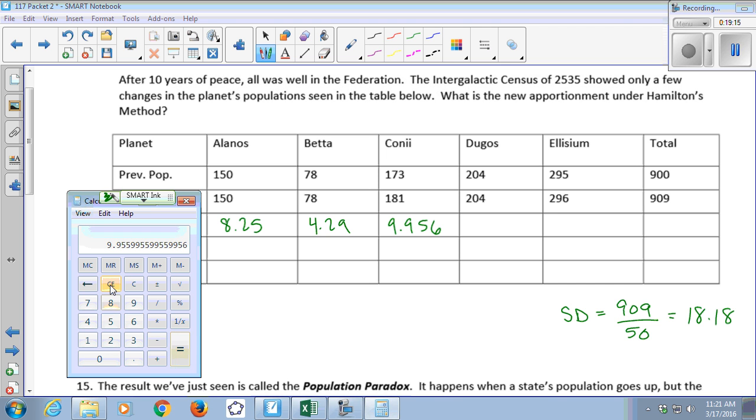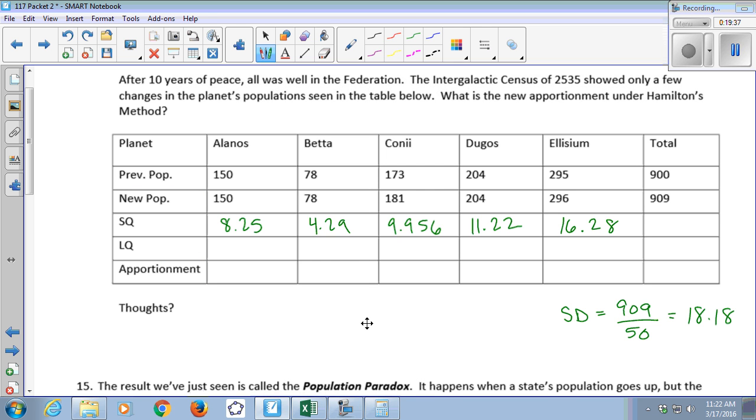9.956. $11.22. 296 divided by 18.18 is 16.28. Okay. So when I add those up, I should get 50 or very close to 50 because I did do some rounding. Next step in Hamilton's method is round everybody down.